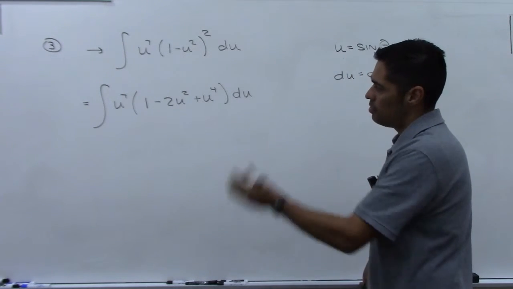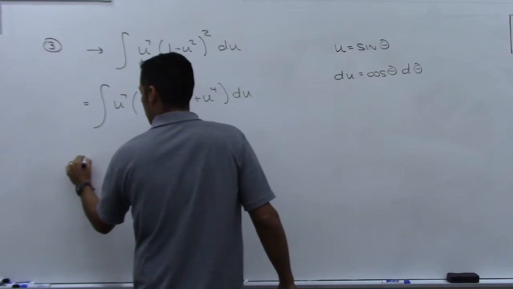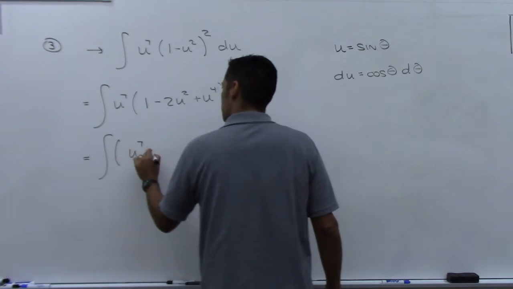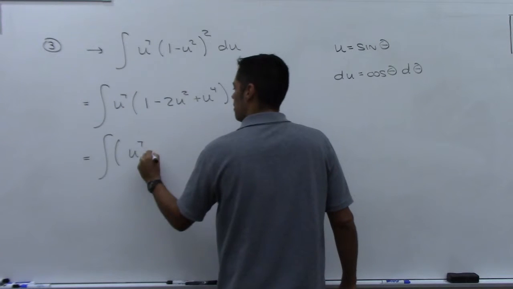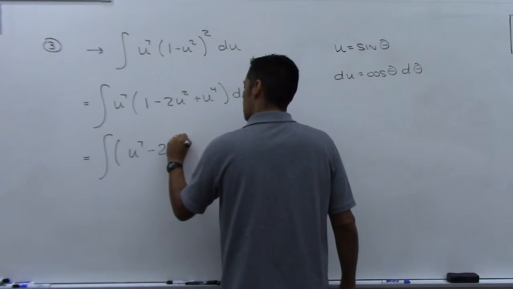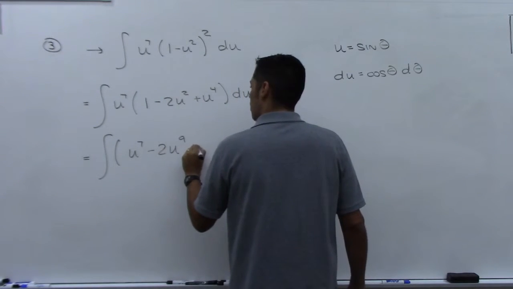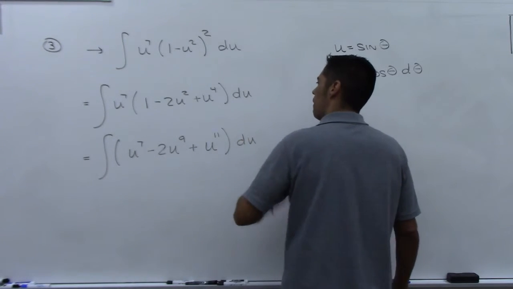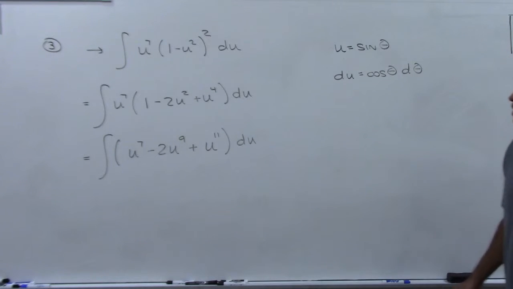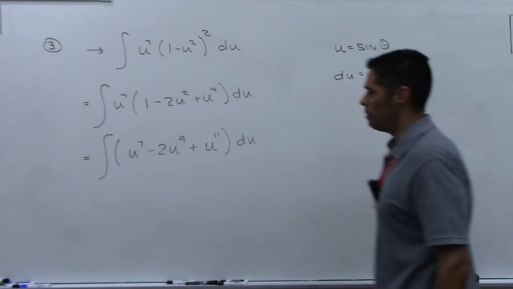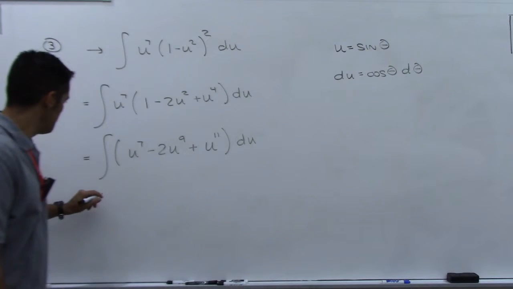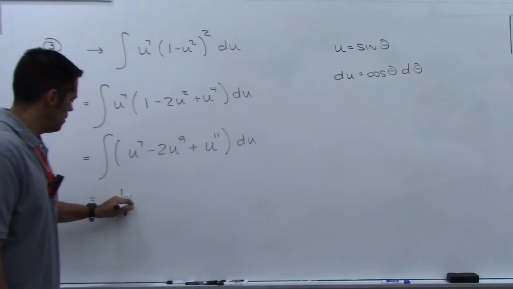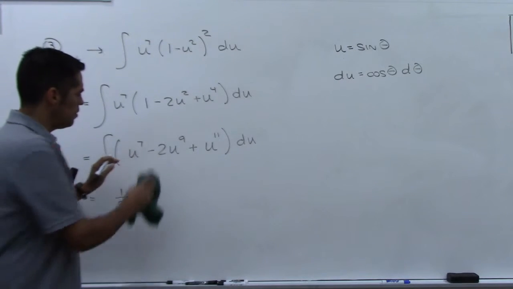And then you can distribute the u to the 7th through. So you get integral u to the 7th, it's here, then minus 2 u to the 9th, I'm adding the exponents, plus u to the 11th du. And then I can integrate using the power rule. So I'm ready to actually take the antiderivative now. So this will be 1/8 u to the 8th. This one, I'll ignore the -2.